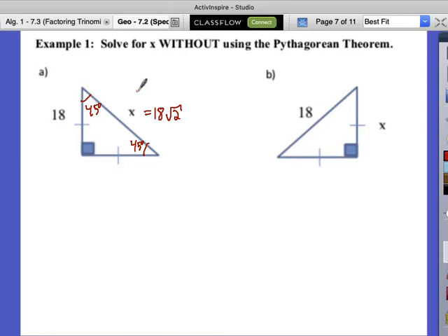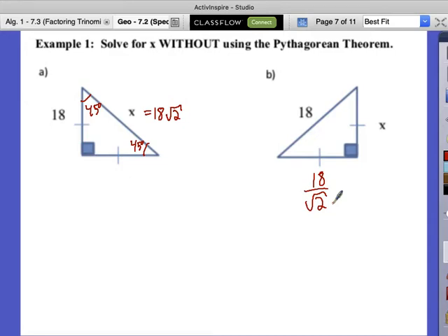Okay. How would we go on letter B? What would we do here? What are we given to start with? We're given the hypotenuse, and what are we trying to find now? Leg. So how do we go from hypotenuse to leg in a 45, 45, 90 triangle? Divided by root 2. But we can't have a radical on the bottom. We don't like it there. So how do we get rid of that radical on the bottom?